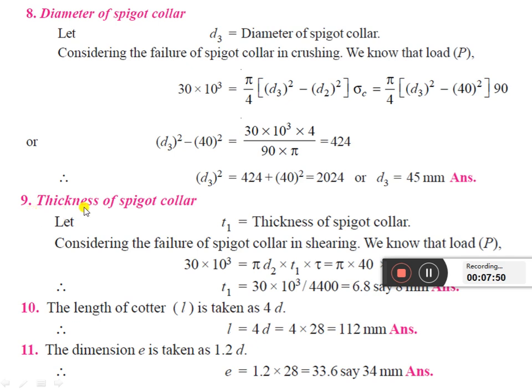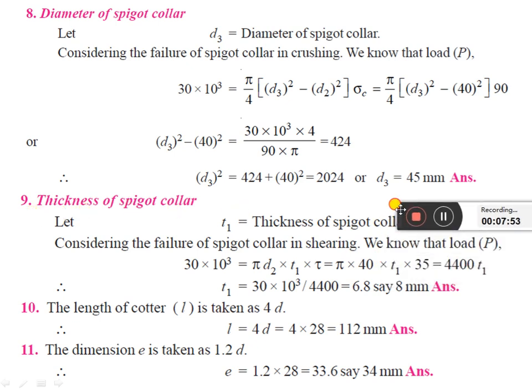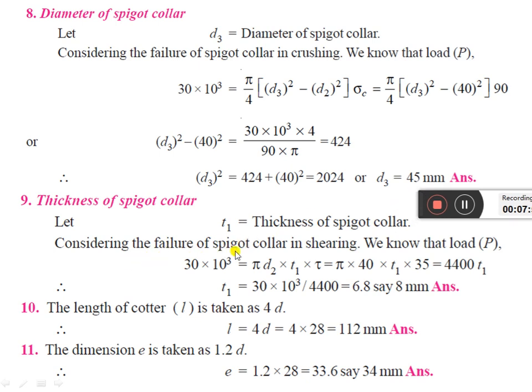Then step 9, thickness of spigot collar. So t1 we have to calculate, considering the failure of spigot collar in shearing, that is P equal to pi d2 into t1 into tau. Substitute the values of d2, tau and P, and we get t1 equal to 8 mm. Then step 10, the length of the cotter L is taken as 4d, an empirical relationship, so L equal to 112 mm. Step 11, the dimension e is taken as 1.2d, so the value of e is 34 mm.